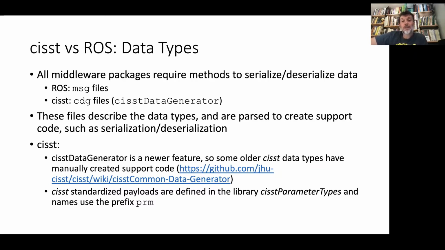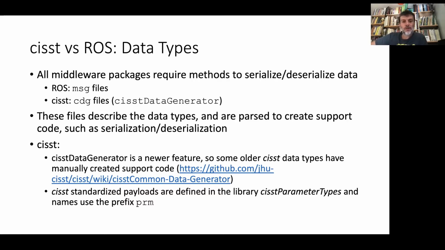For cisst, we actually came up with the same idea about the same time, and we call it cisst data generator. It is completely proprietary, and it's my code. But it's been introduced, and that's the last point on the list, it's been introduced a little bit late in the cisst libraries. So some data is still using the old system, but we're really trying to migrate everything.